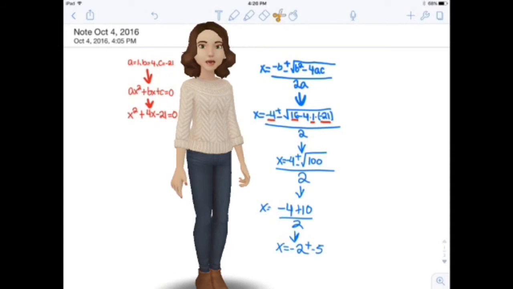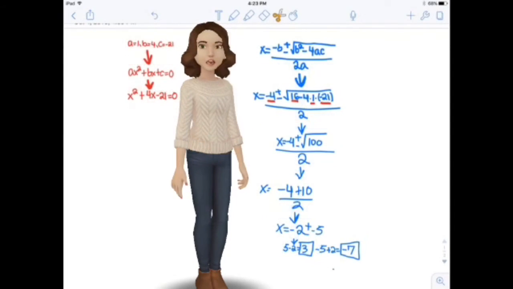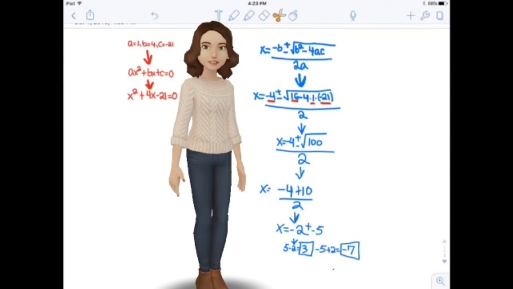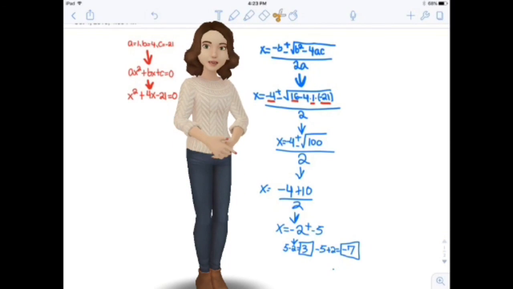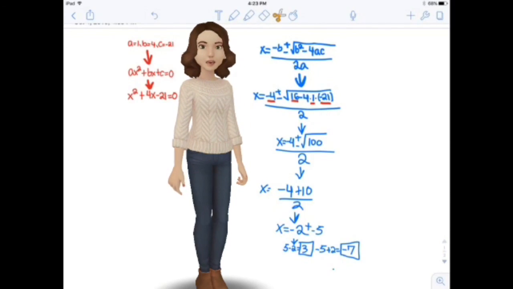After we simplify that, we get x equals negative 4 plus or minus 10, divided by 2. Then x equals negative 2 plus or minus 5. So we get 5 minus 2 is 3, and negative 5 minus 2 equals negative 7, because it says plus or minus. So the answer to our quadratic formula is 3 and negative 7. That's how you do a quadratic formula.